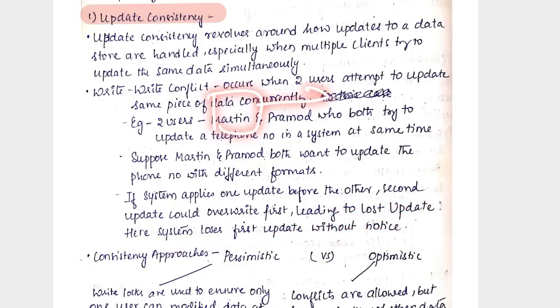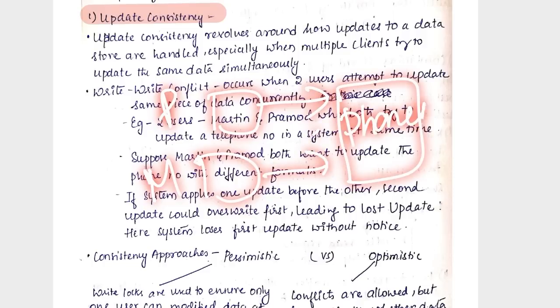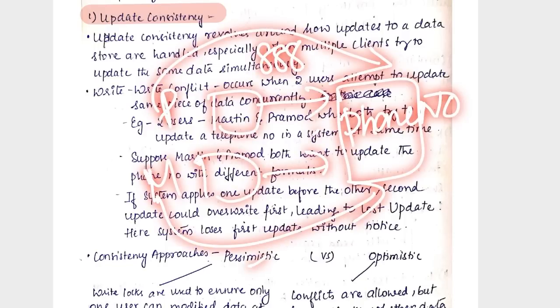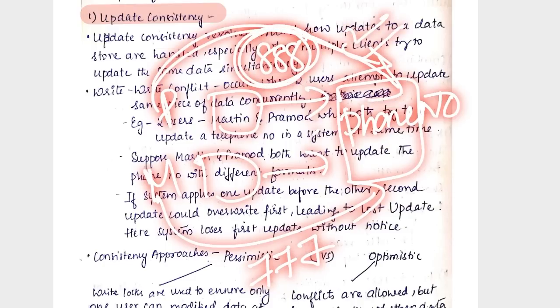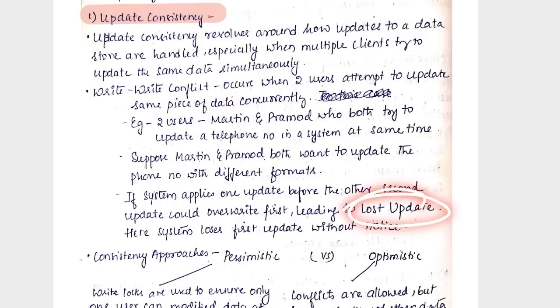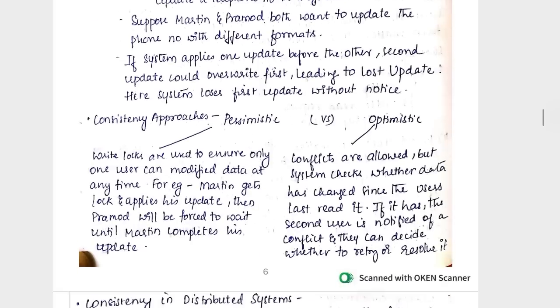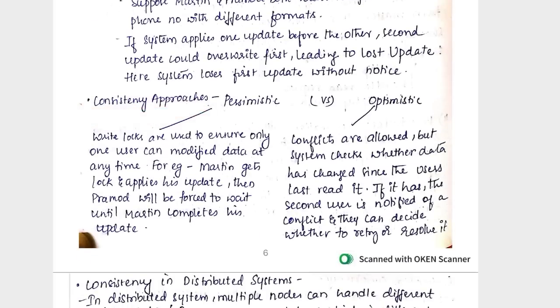Suppose Pramod and Martin are here, and here we have the phone number. If Pramod is trying to change the number to 888 and Martin has another number, 777, and Pramod's update is quicker, then Martin's update would be lost, right? This condition is called a lost update. To address this issue, we have consistency approaches. The first one is the pessimistic approach. In this approach, write locks are used to ensure only one user can modify the data at a time.